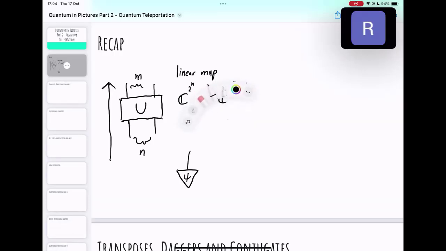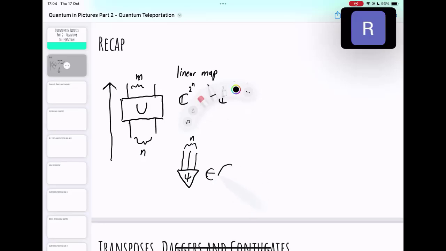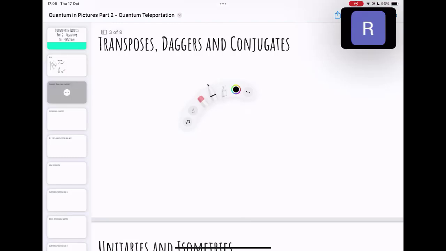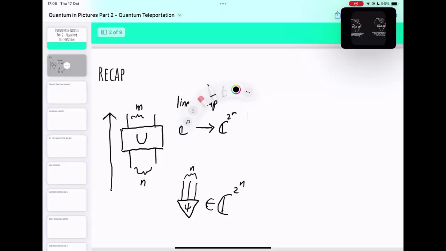Similarly, if you had a box with no input wires and only output wires, let's say here you have n wires, this will represent an n qubit quantum state. This would be a vector in a vector space with dimension C^(2^n). Does that make sense so far? Yes. Feel free to ask any questions if it doesn't make sense, because we have a lot of time.